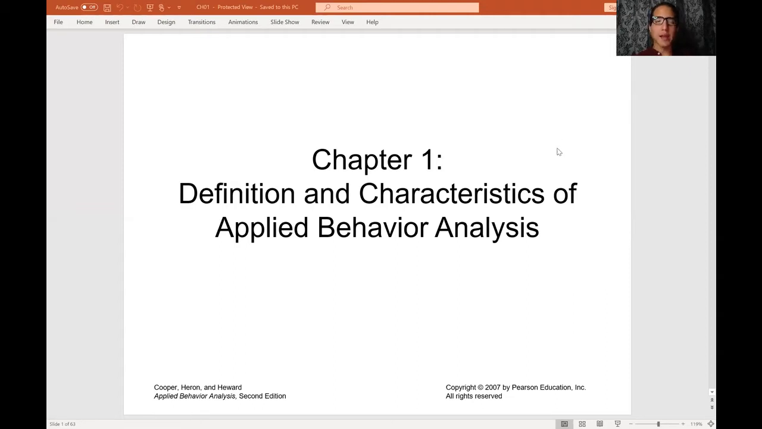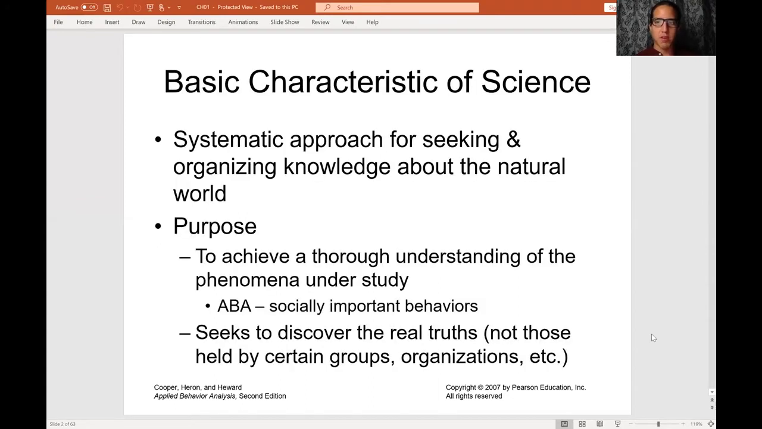So, chapter 1 is about the definition and characteristics of applied behavior analysis, right? And I learned how to switch slides here. I might be able to tell you the next slide talks about the basic characteristics of the science. So, what is science? It's a systematic approach for seeking and organizing knowledge about the natural world.